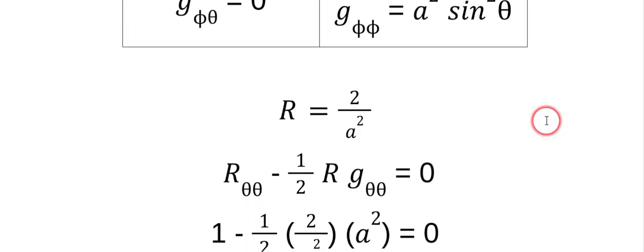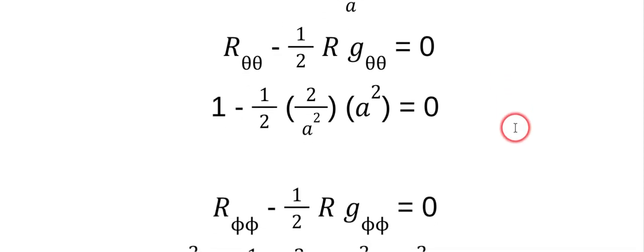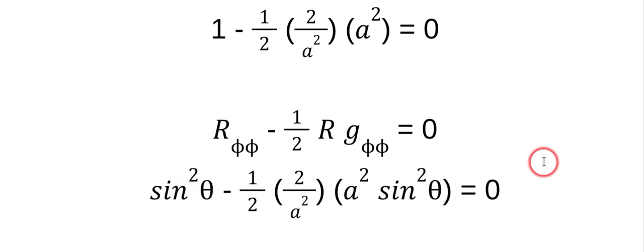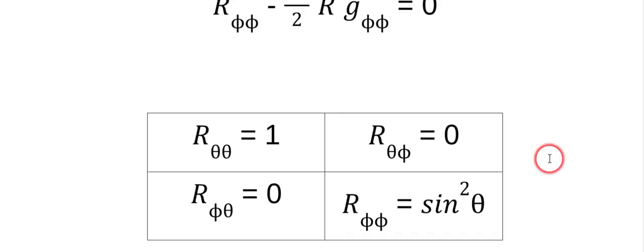Okay, so here's the equation. We take the stuff from above. The 2's cancel out, a squareds cancel out. 1 minus 1 equals 0. So it's consistent. And here's the other equation. We take the stuff from above. The 2's cancel, a squareds cancel. Sine squared theta minus sine squared theta equals 0. Okay? So it is consistent with the field equations, although it doesn't have anything to do with gravity.